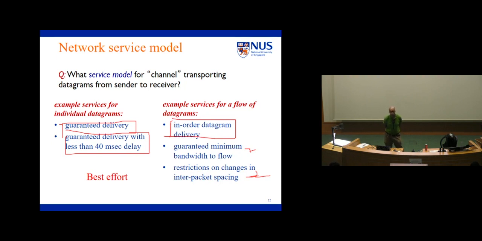I may lose your packets, I may reorder your packets, I may delay your packets. If you want any of those things, do it yourself. That's why we have TCP, for example. So as far as the network layer is concerned, it doesn't provide anything. And there's a reason or a philosophy behind this.